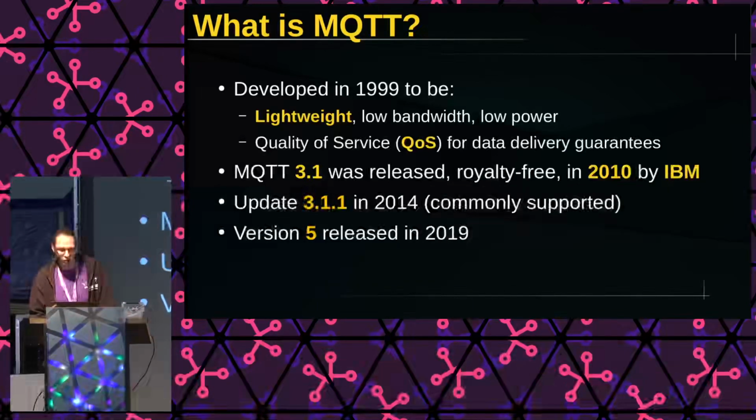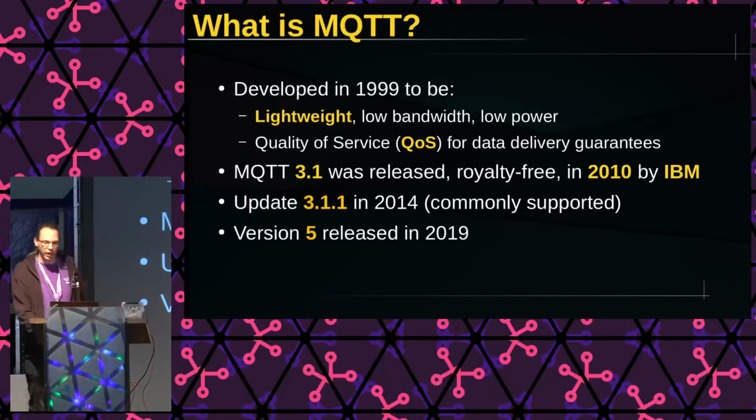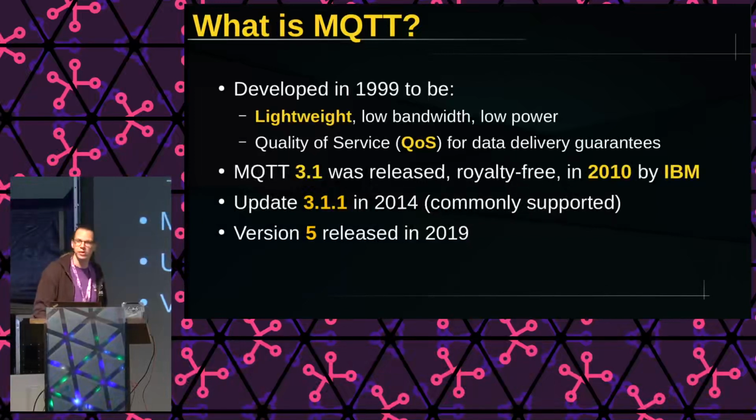And in 2010, which is quite a while after its initial release, version 3.1 was released royalty-free to the public. And that was when we first were introduced to it, and it became part of the standard IoT and home automation suite, I think. In 2014, we had a little update with the 3.1.1 version. And that is the one we usually see supported in our devices and our libraries, if not version 5, that was released in 2019.